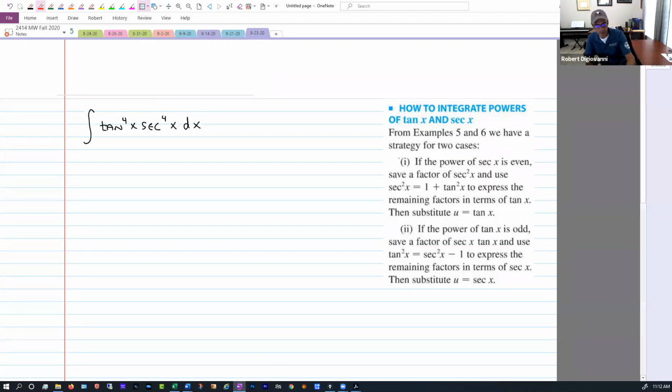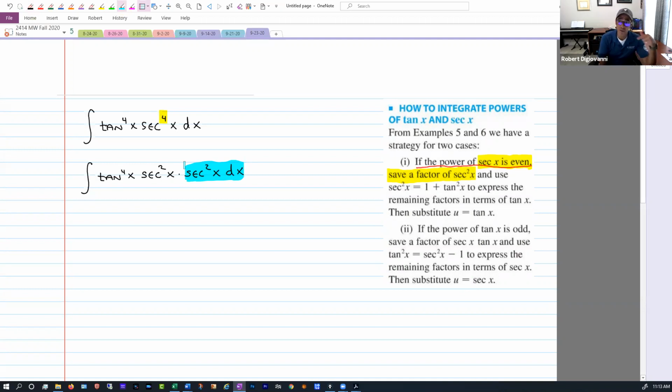So we go over here and start reading what we've got. First thing, if the power of secant is even, then we're going to do something. Well, that's what we have, right? This power on the secant is even. So let's follow through the steps. What we're going to do is save a factor of secant squared. Just like we peeled a cosine off in the previous problem, now we're going to peel off a secant squared. So let's just algebraically rewrite this. We're going to have tangent to the fourth x, and we're peeling off two factors of secant. We started with four factors, so there's our peel off right here.